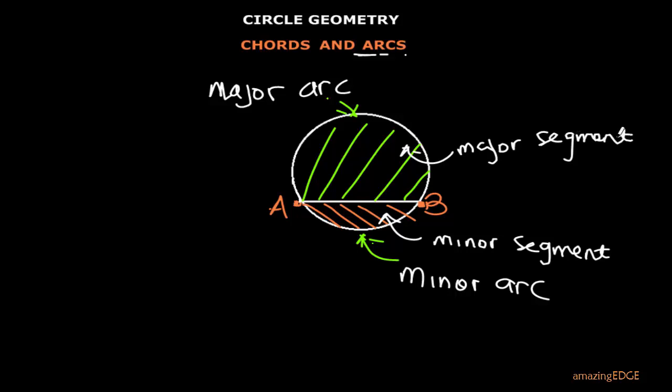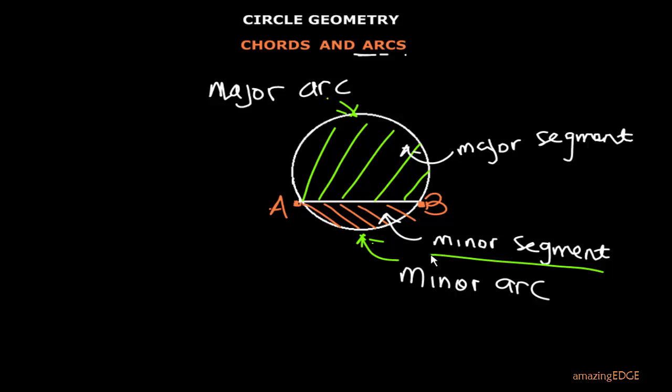So the arc itself could be a major arc or a minor arc, while the region bounded by the major arc you call a major segment, and the region bounded by the minor arc is what you call a minor segment. So we can also say a new thing about a chord: a chord divides a circle into a major segment and a minor segment.